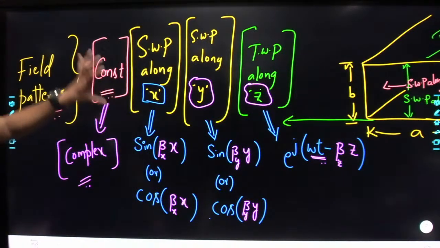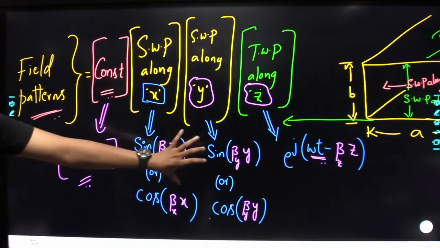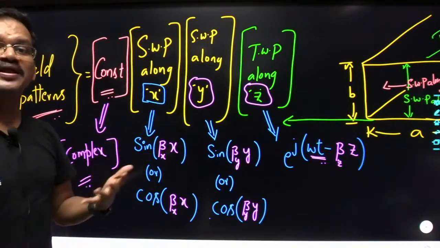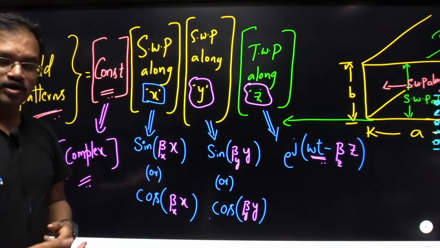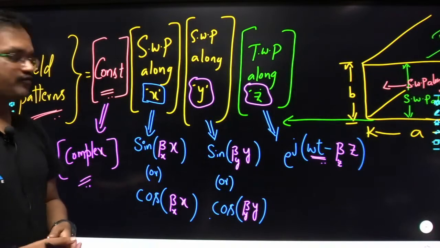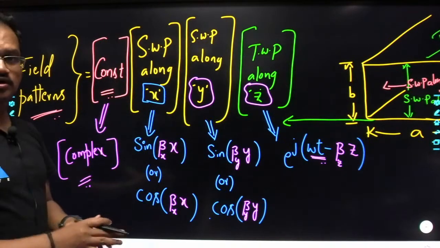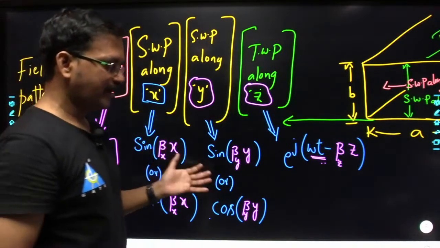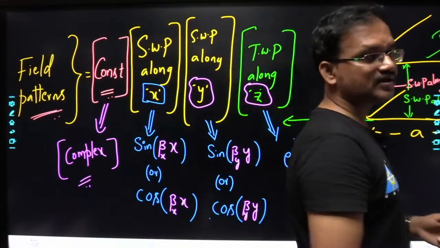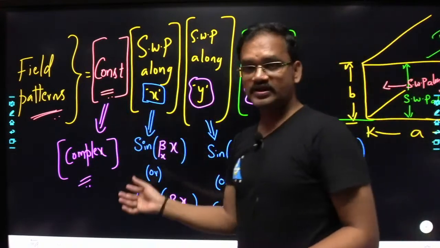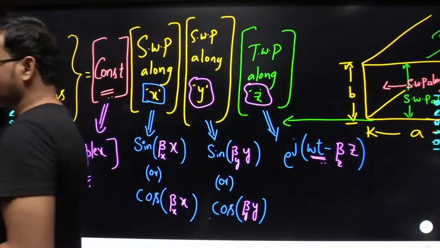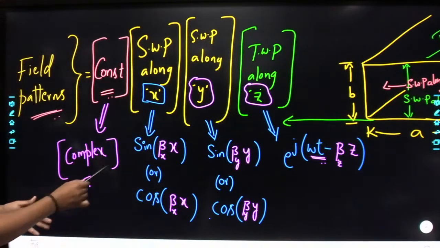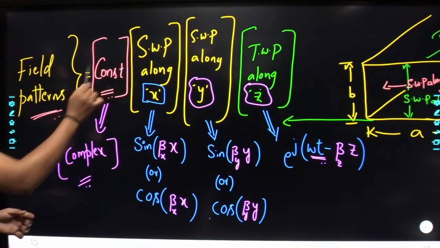So that means this overall field pattern, the solution whatever we have written here, is going to be complex in nature. If you want, you can write a real time solution also. If you take the real part of this complex solution, you get the real time solution. So you can write the solutions of the field patterns inside the waveguide either in complex form, or in real time form.